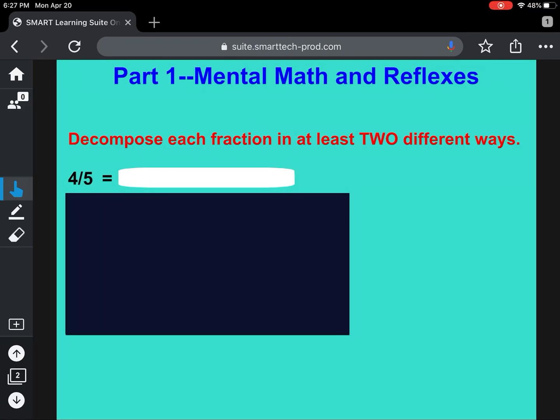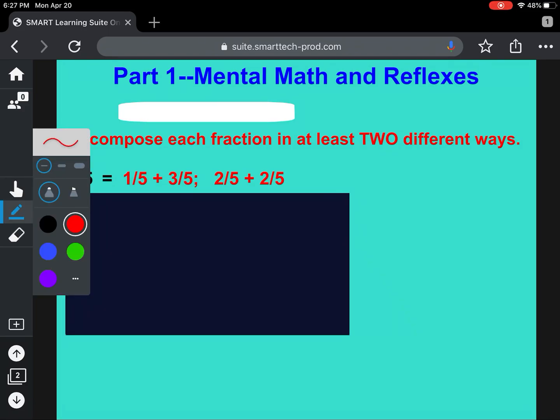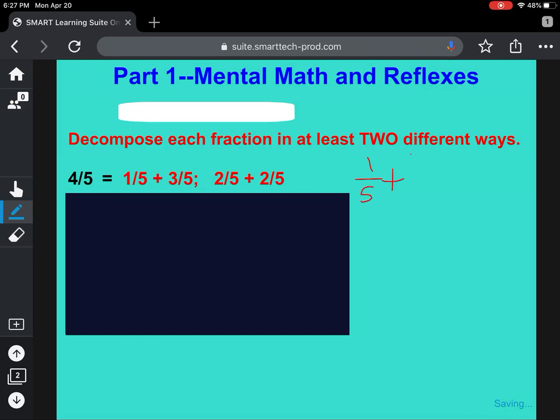If you decomposed 4/5 into 2 different ways, you should have written something like this. Maybe 1/5 plus 3/5 equals 4/5. Or 2/5 plus 2/5 equals 4/5. You could have even written it in unit fractions. And it might have looked like this: 1/5 plus 1/5 plus 1/5 plus 1/5 equals 4/5.